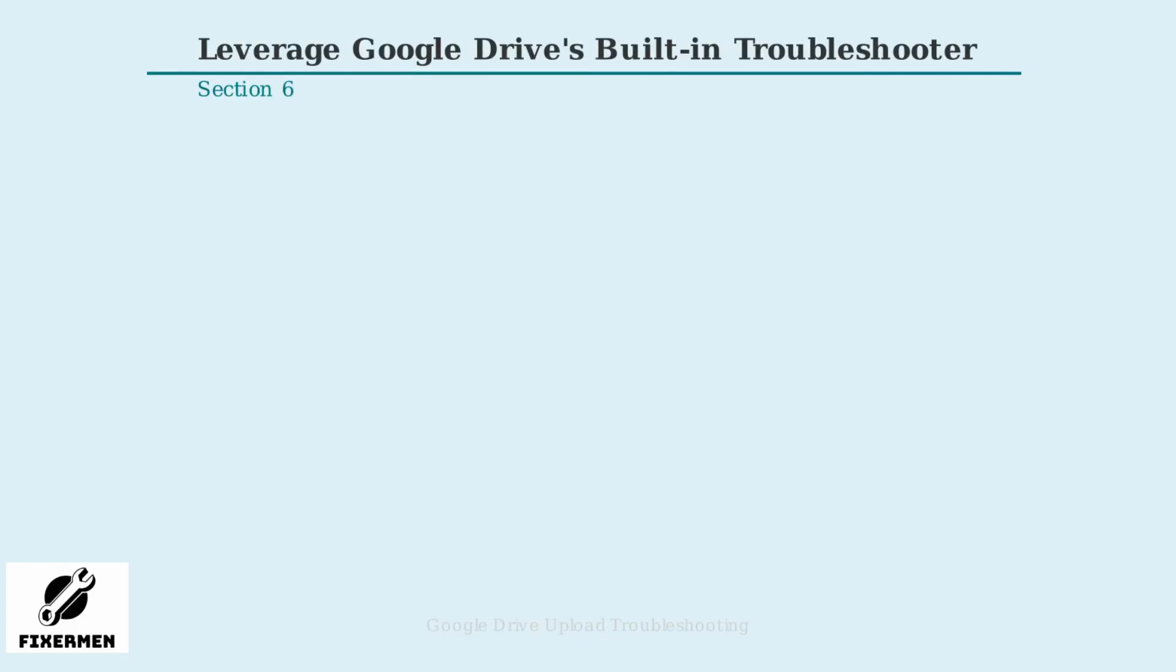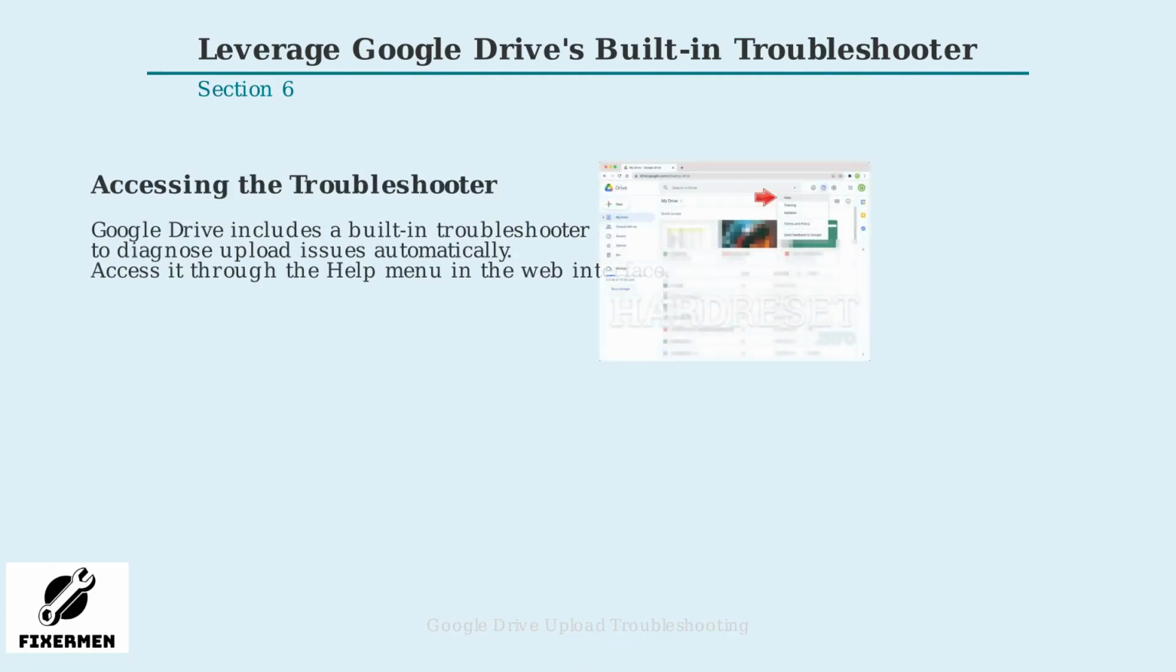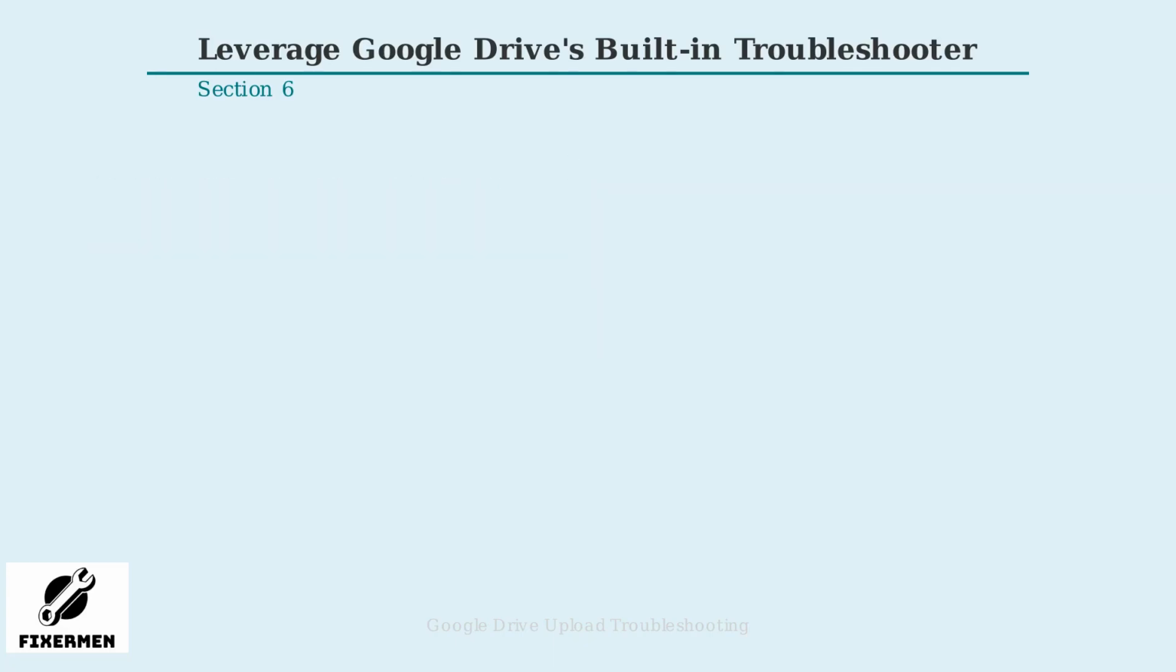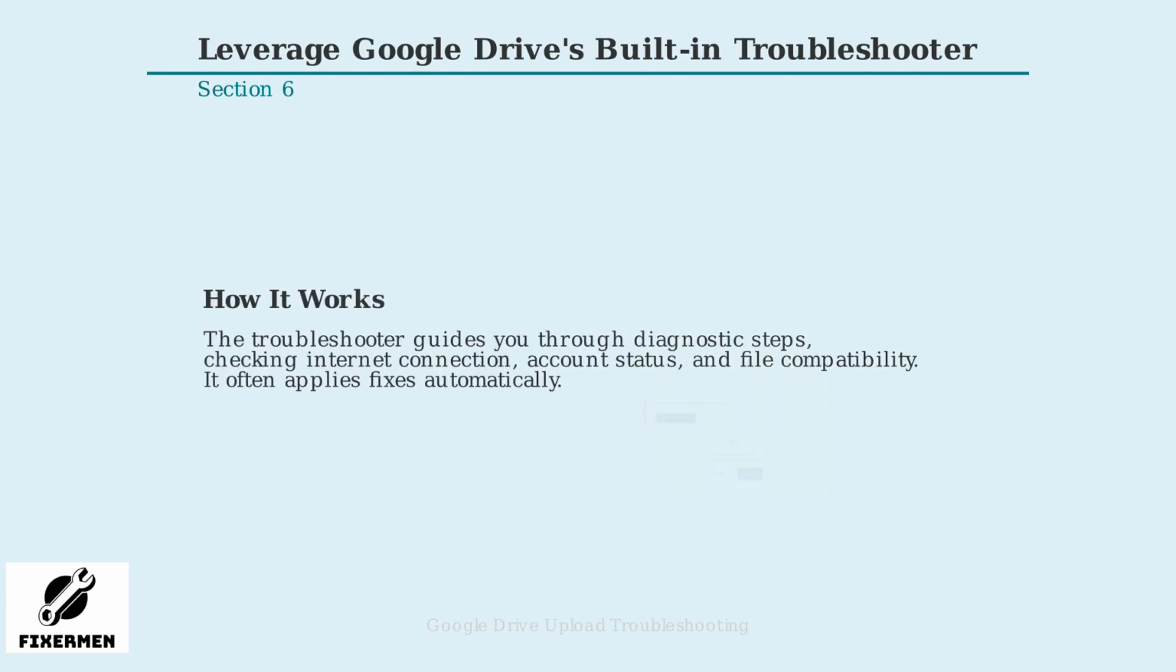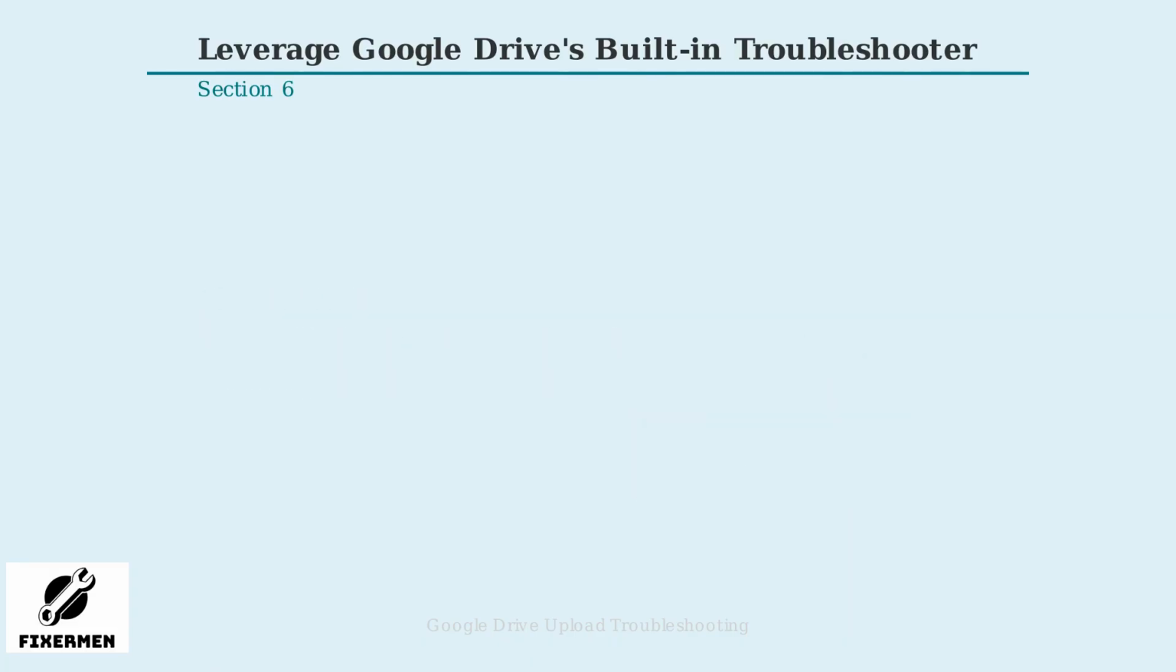Google Drive offers a built-in troubleshooter to help diagnose and fix common upload problems. This powerful tool can automatically identify issues and apply solutions. Once accessed, the troubleshooter runs through a series of checks. It verifies your internet connection, confirms your account status, and ensures your files meet Drive's requirements. Many solutions are applied automatically, eliminating the need for manual troubleshooting.